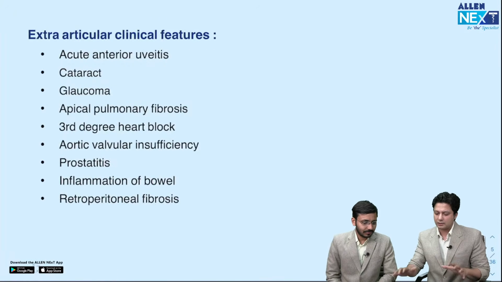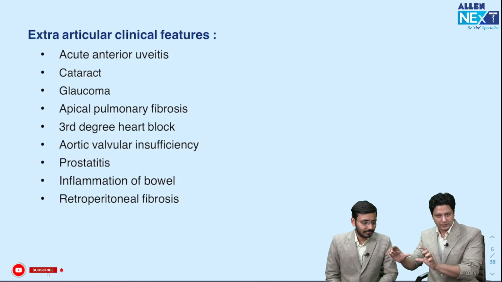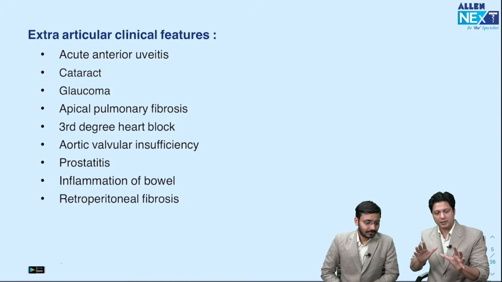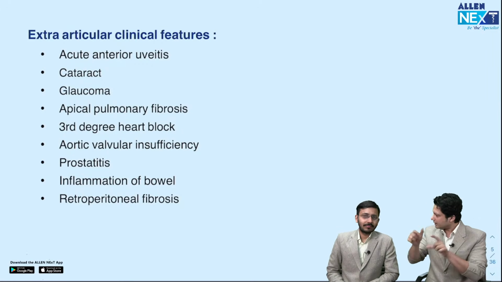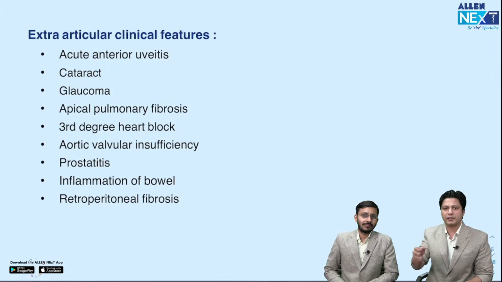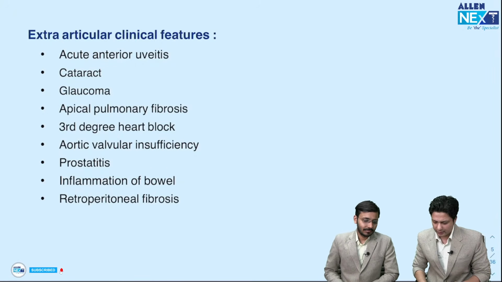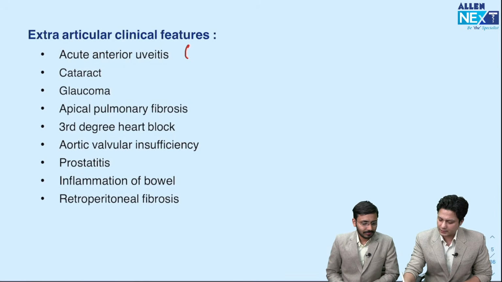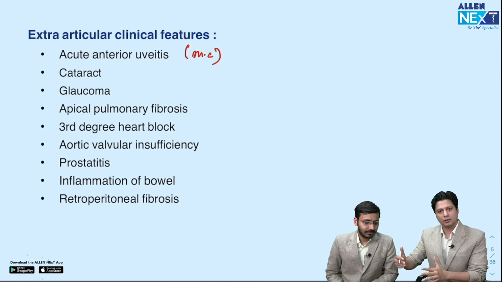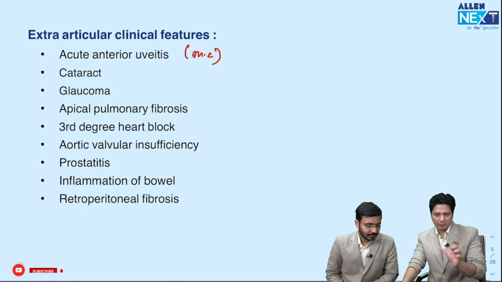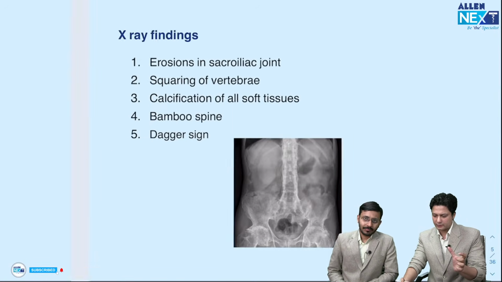So all of them are the extra-articular clinical features which are extremely important for you to remember, because every time you are going to get a question related to this topic, there is always a possibility that you might also get these kinds of hints provided in the question. All right, so acute anterior uveitis is considered to be the most common extra-articular manifestation of ankylosing spondylitis. So with this, we have talked about the ankylosing spondylitis clinical features.